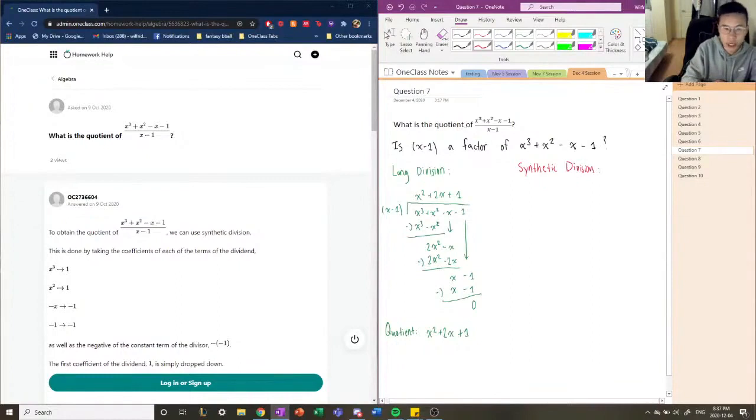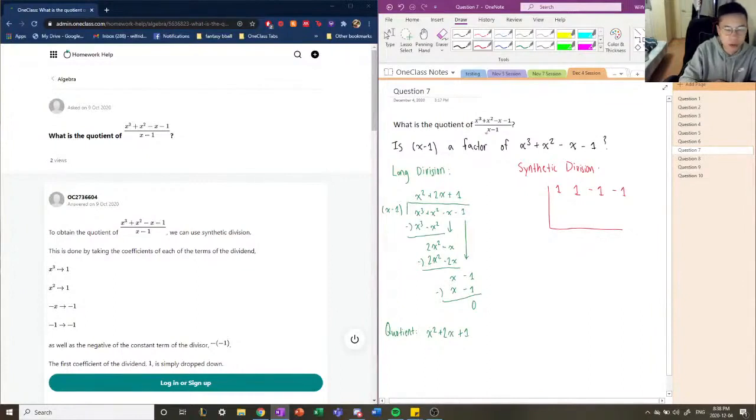So instead of writing our polynomial, we're going to write upside down. Let me write a bigger bracket here. An upside down division bracket, and we're going to write the coefficients of our dividend. Okay, so our coefficients are 1, right? The coefficient of x cubed is 1. The coefficient of x squared is 1. The coefficient of x, or negative x, is negative 1. And the constant is negative 1.